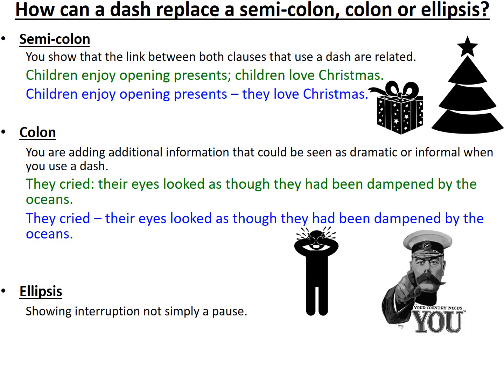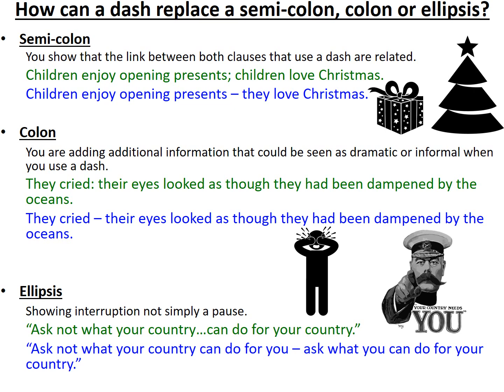Finally, ellipsis. Its function is to show interruption, not just simply a pause, but also to show that words are missing. So let's take, for example, Lord Kitchener's famous speech, but I've taken out some key words. It says, ask not what your country ... can do for your country. That doesn't really make sense on its own. It's a famous speech though, so I might want to instead write the whole thing out and insert a dash just to heighten the power of his rhetoric.